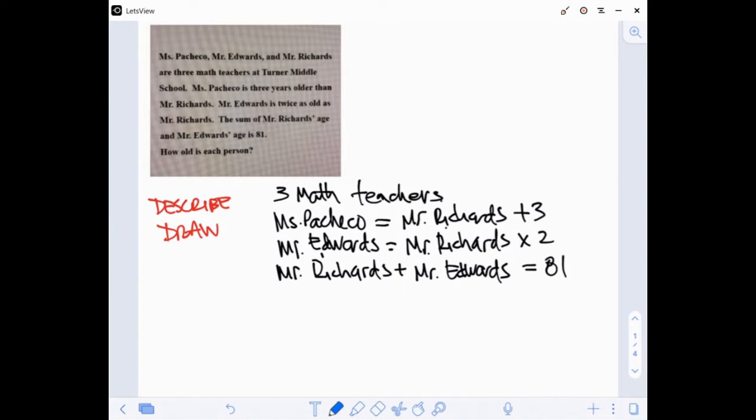I've got three math teachers. Miss Pacheco, her age is the same as Mr. Richards plus three. Mr. Edwards, his age is the same as Mr. Richards times two. And Mr. Richards and Mr. Edwards' age add up to 81. So those are the details I got from the problem. I seem to know the least about Mr. Edwards, so that's where I'm going to start.